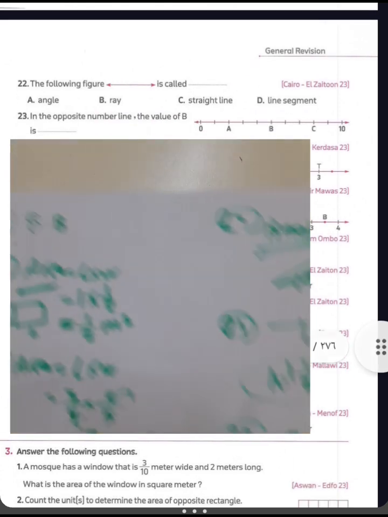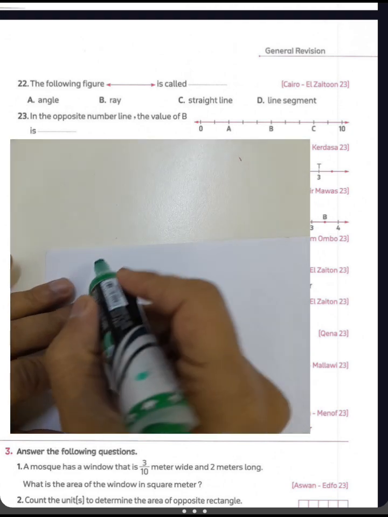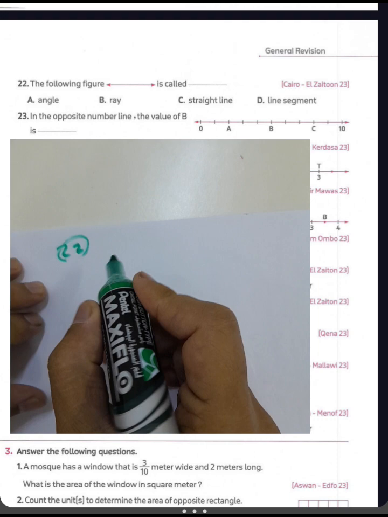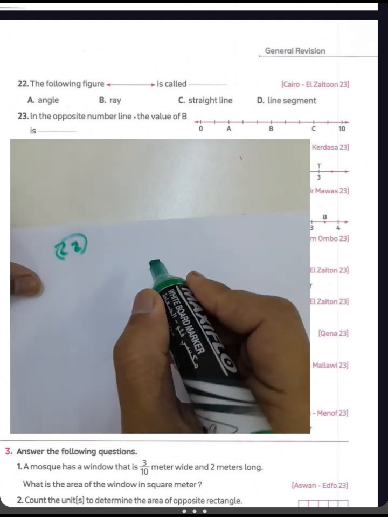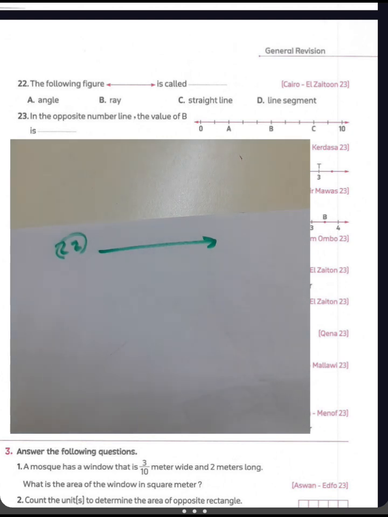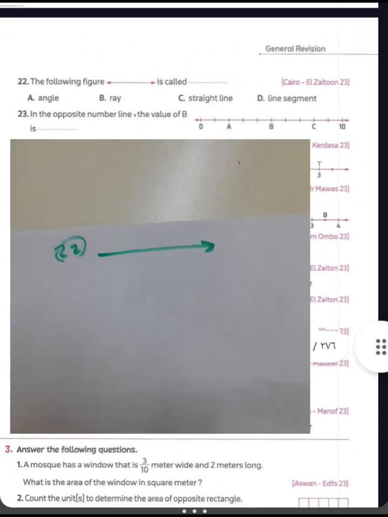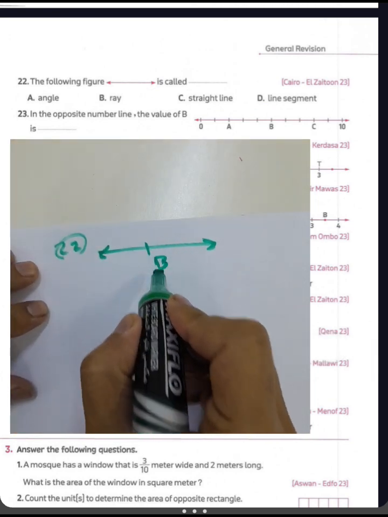Question number 23, in the opposite number line, we have a number line here. In the number line, we want to find the value of b. Count with me here. The number line 0, 1, 2, 3, 4, 5. Then b here will be 5.